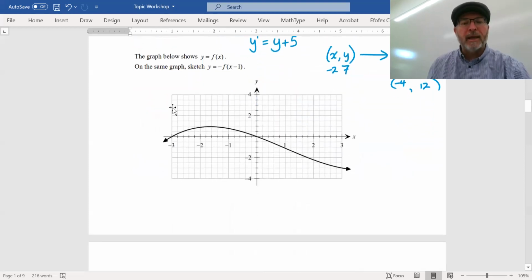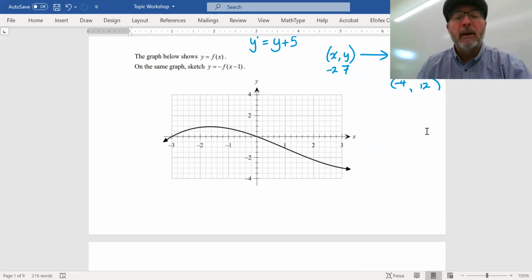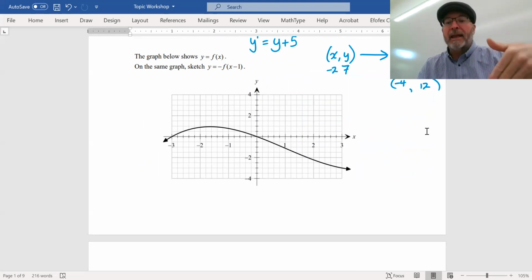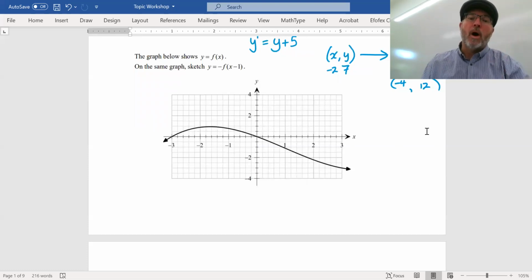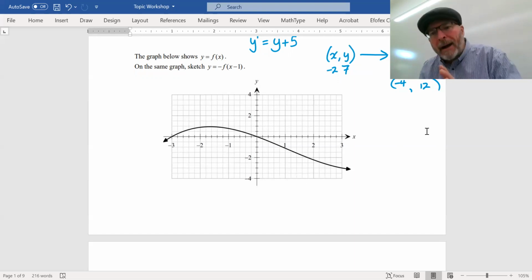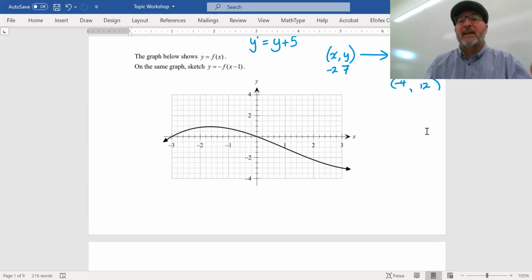Okay, this next one here, they've given us an original graph, the original equation, y equals f of x, and the transformed equation, y equals -f of x minus 1. And they're asking us to now do another sketch. Now, if I can sketch a few points on the image graph and then join them up, that'll be a nice way to get my sketch working.